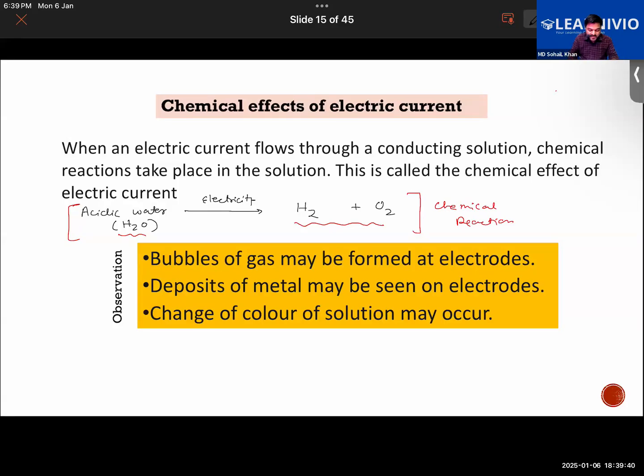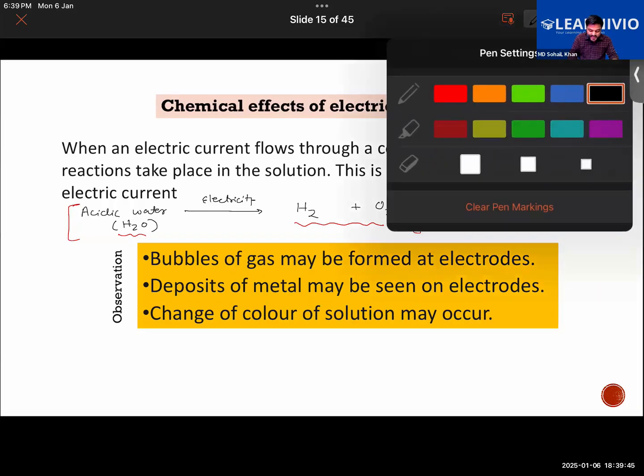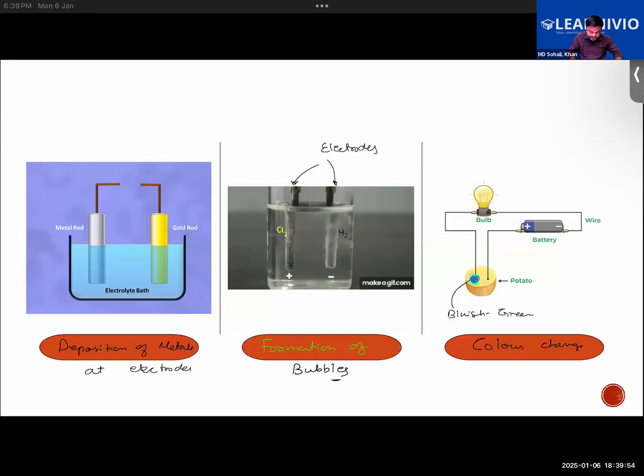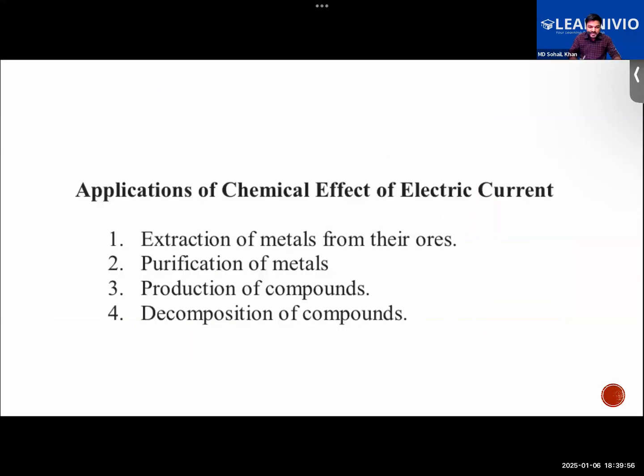So in the last class, we had been learning about some of the chemical effects of electric current, and then there are various applications of this chemical effect of electric current. For example, we can extract the metal from the ores using electrolysis. Now purification of metal will be done, production of compounds or breakdown of the compounds. Decomposition here means basically breakdown of a given compound, which can also be done via this chemical effect of electric current.